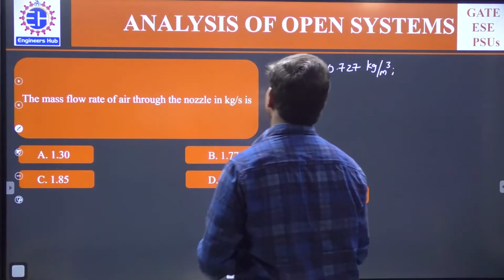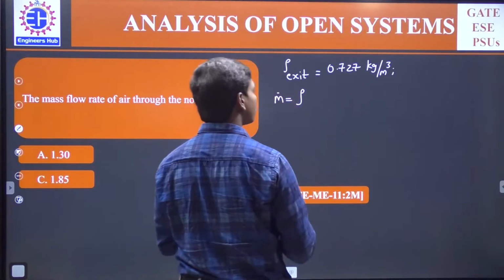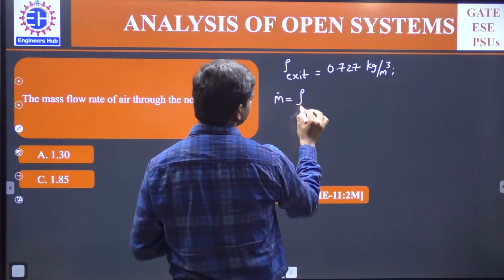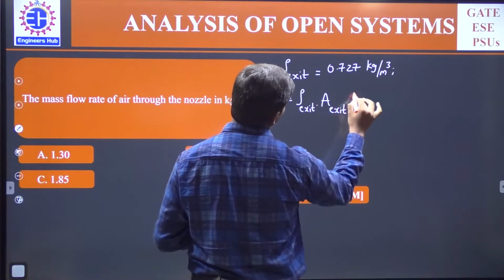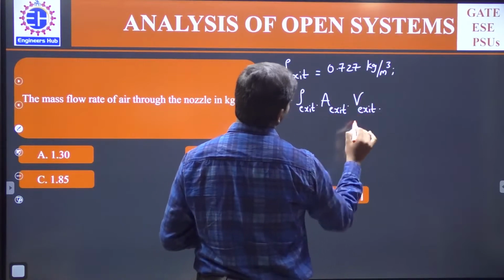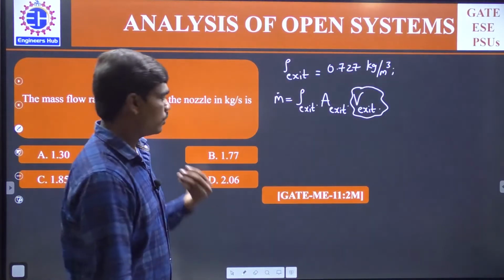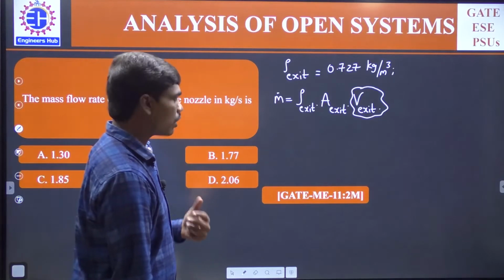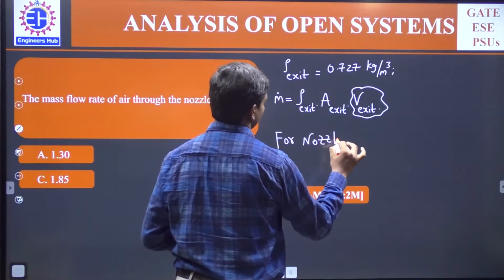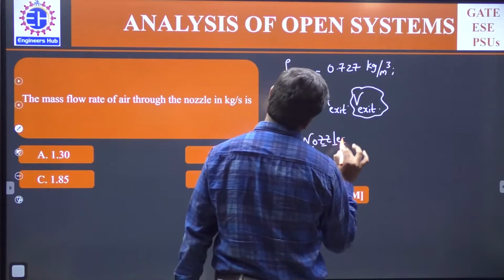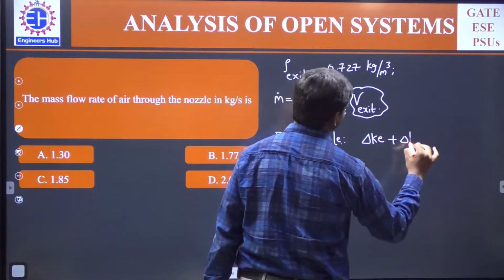Now the mass flow rate through the nozzle. Mass flow rate is given by density into area into velocity at that particular cross section. So at exit, we have density at exit into A exit, which is also given, into V exit. This V exit, the exit velocity, is the quantity you need to find in order to calculate these things. And for a nozzle, the constitutive equation for an adiabatic nozzle is delta KE plus delta H is equal to 0.